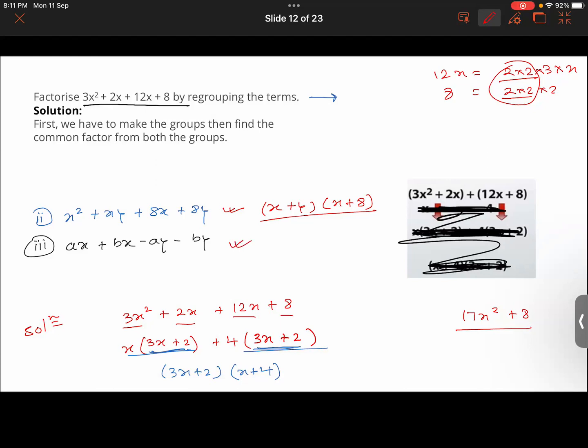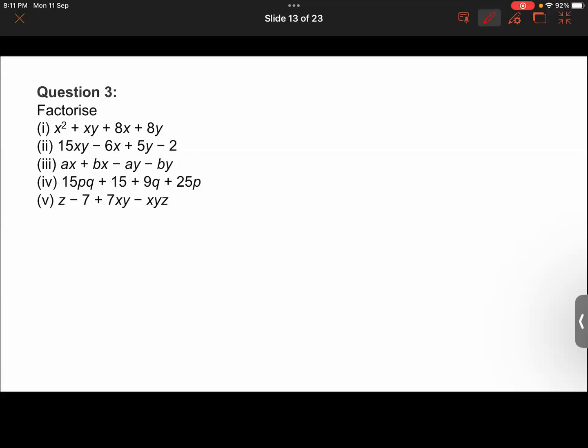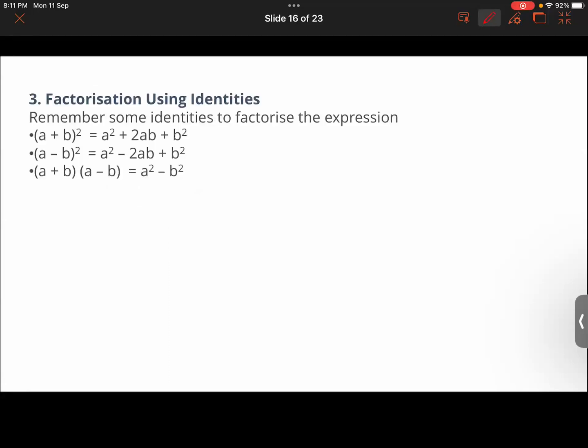Well done. Okay, so we can move on now to the next part of the chapter, that is factorization using identities. So far, we were using the methods of common factors and we were regrouping the terms in order to find the factorized form. Now you will be studying about factorization using the identities. If you remember in the previous chapter, we dealt with some of the identities. What were the identities? Do you recall? Name some of the identities. Algebraic identities.